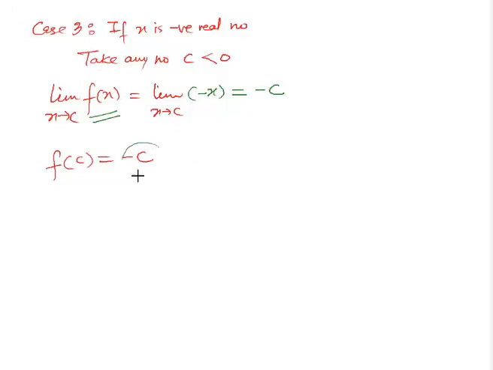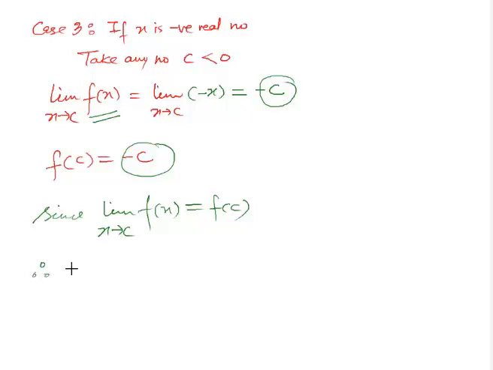Now we compare. This is the value of the function at c, this is the limit of the function when x is approaching c. Again, the two values are the same, since the limit of the function when x is approaching c is equal to f of c. Therefore again we say that f of x is continuous for all negative real numbers.